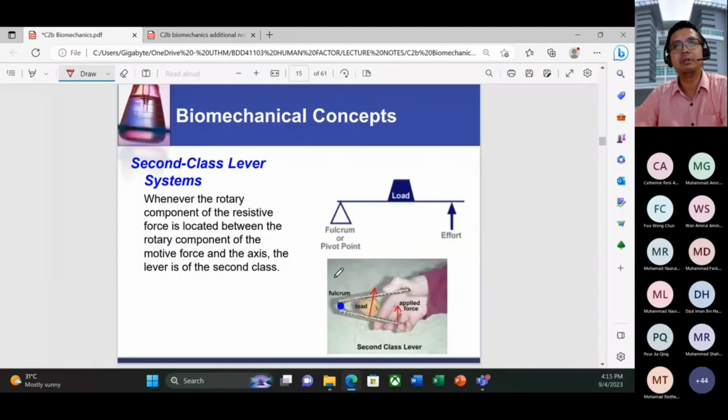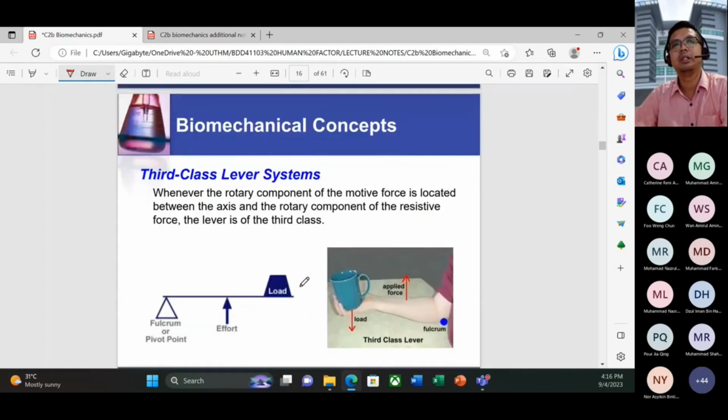Meanwhile, for the second class lever system, whenever the rotary component of the resistive force is located between the rotary component of the motive force and the axis, the lever is second class. So the effort comes from the bottom upwards, the load is here, and the fulcrum is here. For example, this is a second class lever. We apply the force from the bottom upwards, and the load will be here. This is the fulcrum. This is what we call a second class lever system.